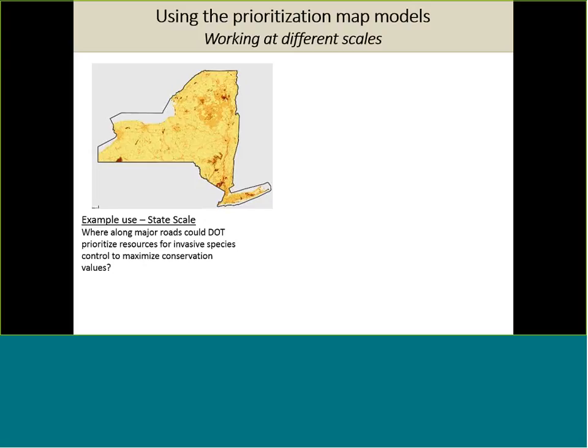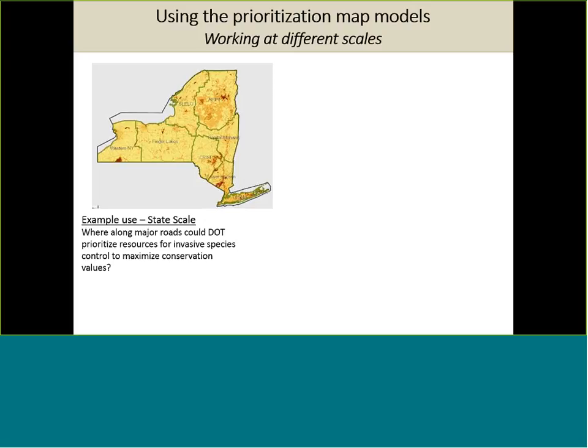You know, I could see New York State DOT using a map like this so that they can look at the major roads, and I guess also the smaller roads as well, running through the state, so that they can start to prioritize the resources that they might have for invasive species control to be able to maximize conservation values. So on the comprehensive score map, those hotspots are the highest conservation value and also where those are intersecting with human stressors.